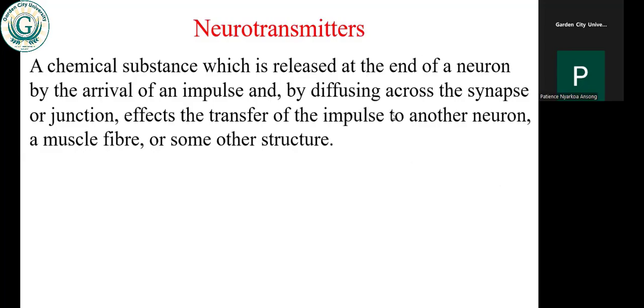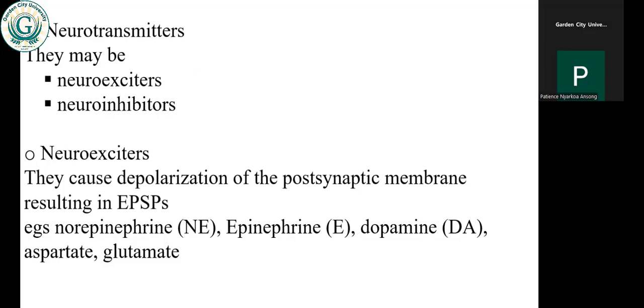Okay. So let's look at neurotransmitters. We have different kinds of them, what they do. They are chemicals that are released at the end of a neuron upon the arrival of an impulse to help transmit the impulse to another nerve cell, a muscle, or any other structure. We have neuroexciters, neuroinhibitors. Depending on what is released, we have a particular activity, whether excitation or inhibition of an action potential. You have them there. When you get the slides, you look at them.